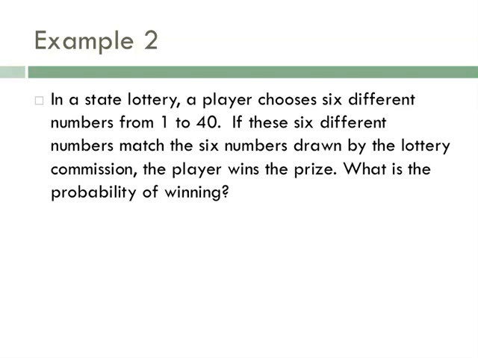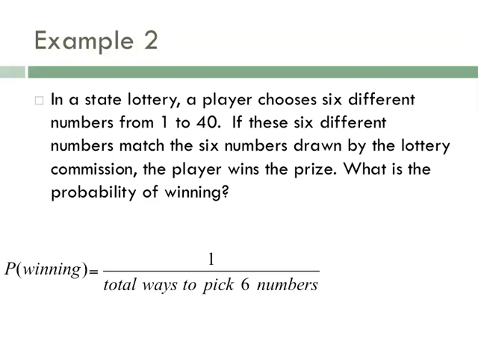So there are 40 numbers from 1 to 40, and you need to choose 6 of them, the 6 correct ones. But we need to figure out how many ways there are of choosing 6 numbers out of 40, because those are the total possible outcomes.